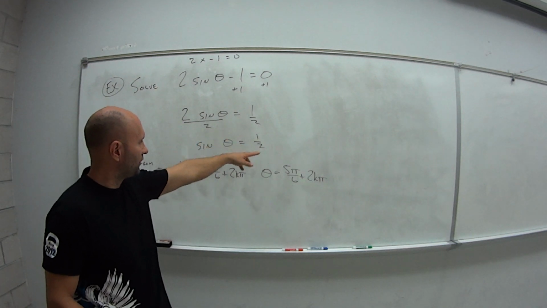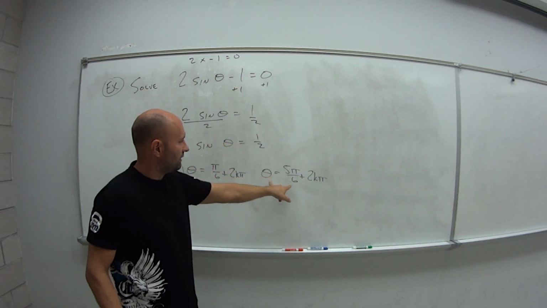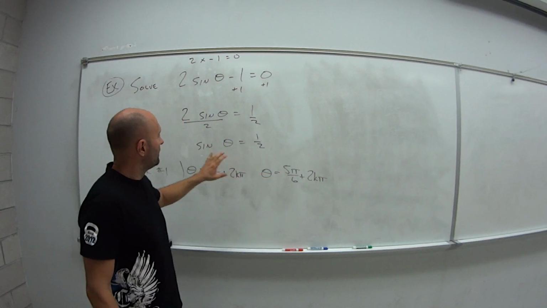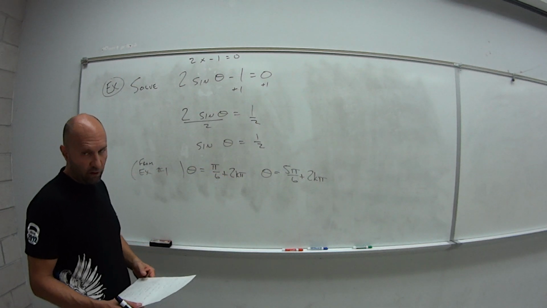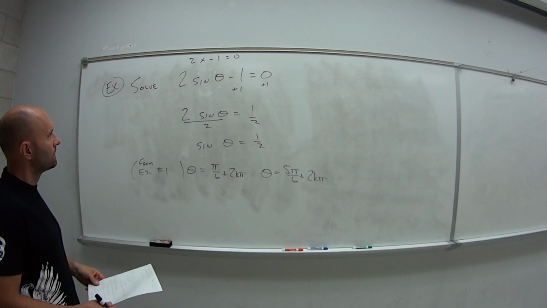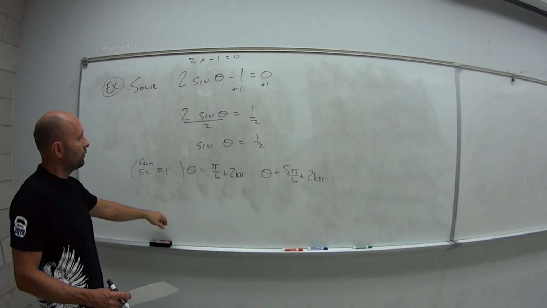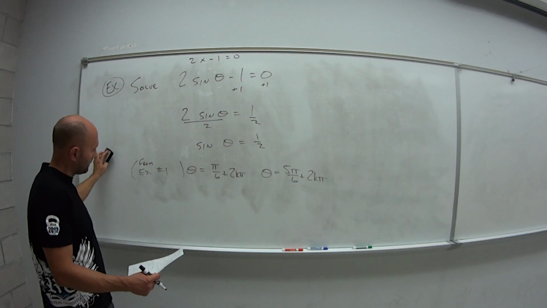We would take the inverse sine function. That gives us theta is equal to pi over 6, theta is equal to 5 pi over 6. And then to account for all the solutions, we add that 2k pi because it's a sine function. So just made it a little more difficult, but once we get to this point, the process is the same.